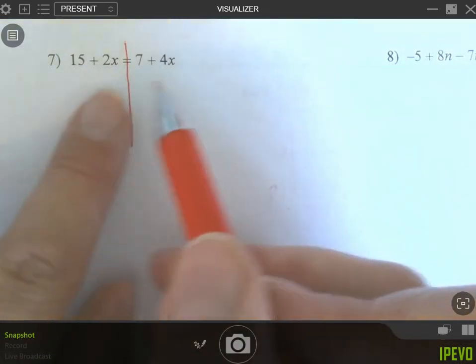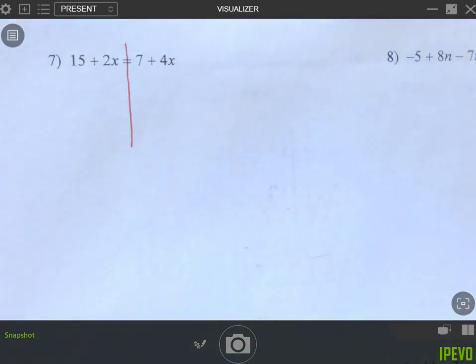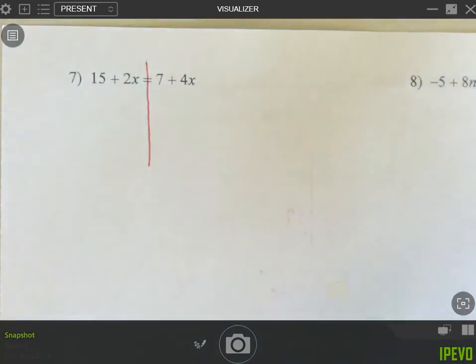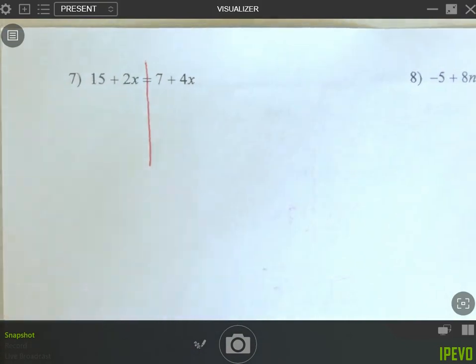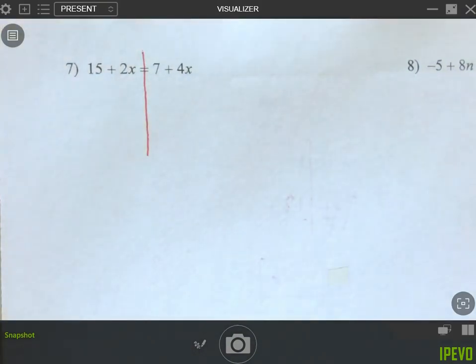You have people who are going to move this to the left because they want the x on the left. You have other people who are going to move the numbers first. I normally focus on the variables because that's my goal, to solve for that, but you can do whatever you want. So what would you like to move first?